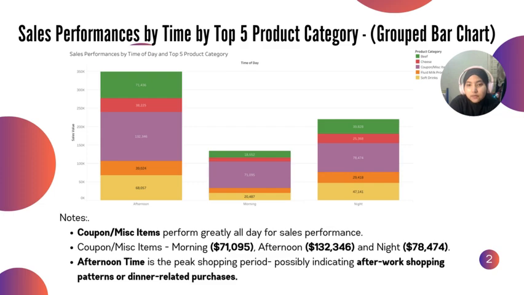Next is the analysis of sales performance by time of day for the top 5 product categories in a grouped bar chart visualization. We can see that in the afternoon, especially for coupon and miscellaneous items, is the peak shopping period with a value of $132,346. This is likely due to after-work or dinner-related shopping.